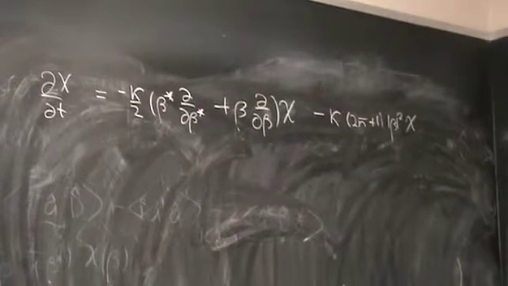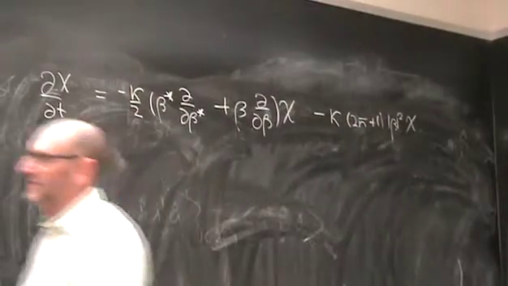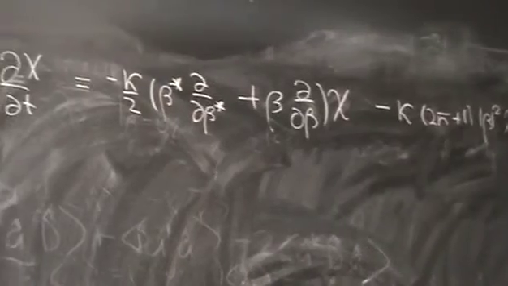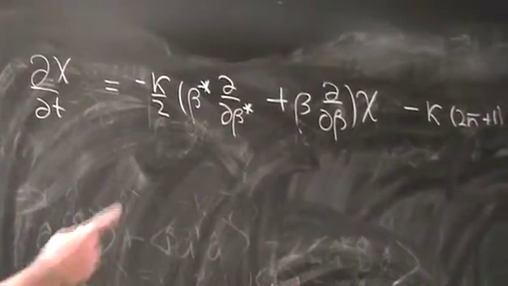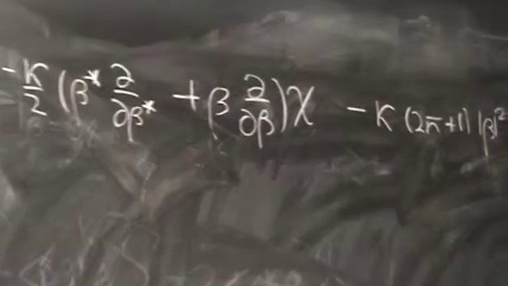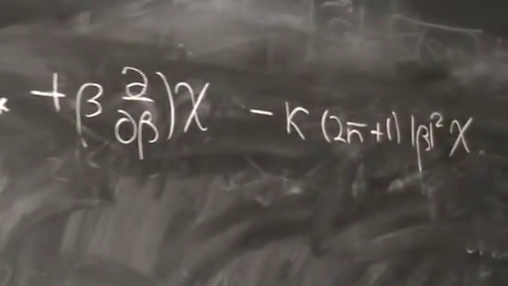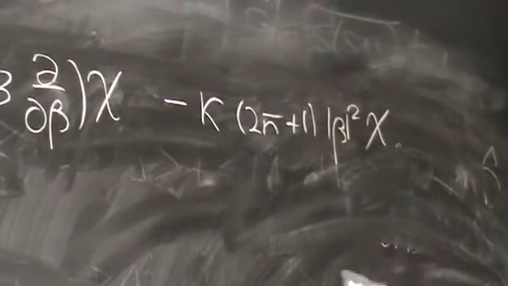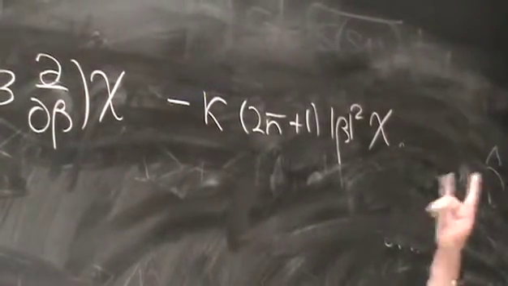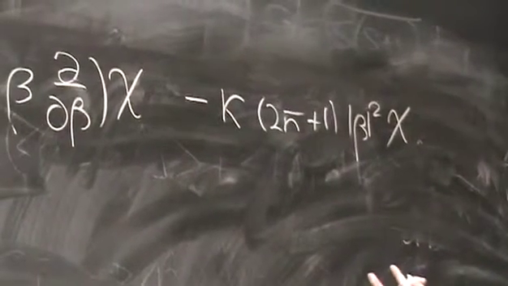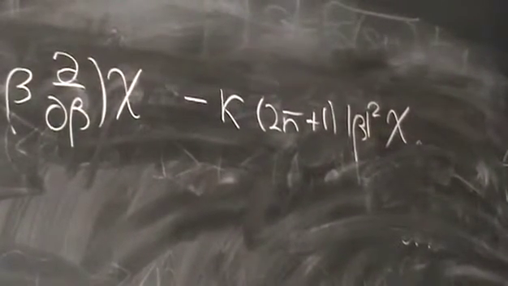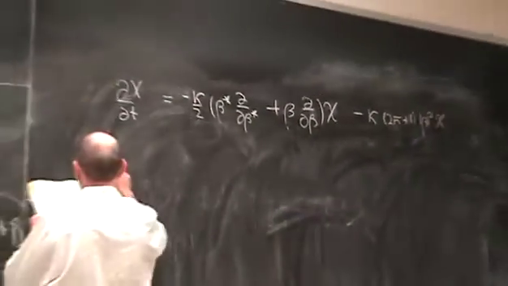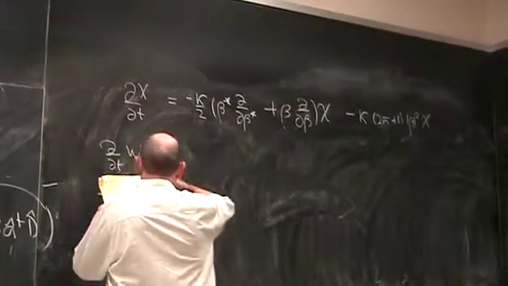Okay, so that's the characteristic function, but what we want is the Wigner function. So we've got to take the inverse Fourier transform. So every d by d beta becomes a multiplication by alpha, and every multiplication by beta becomes a derivative, right? Because of Fourier duality: multiplication in one space is a derivative in the other. So what you find is the following, and this is okay, towards the final answer.